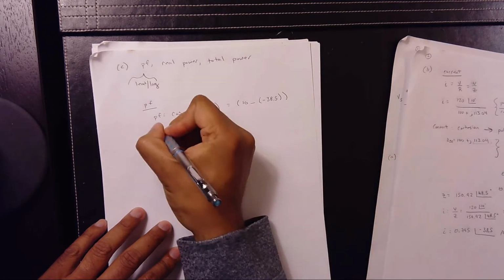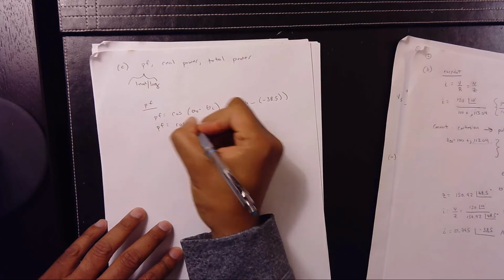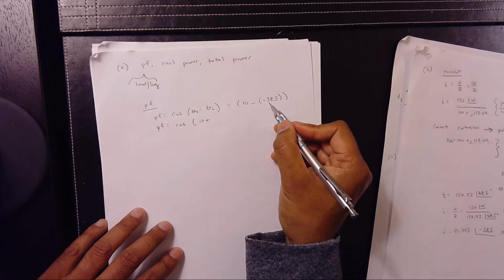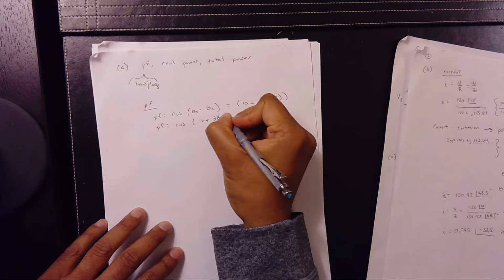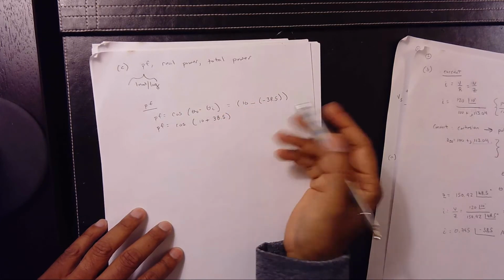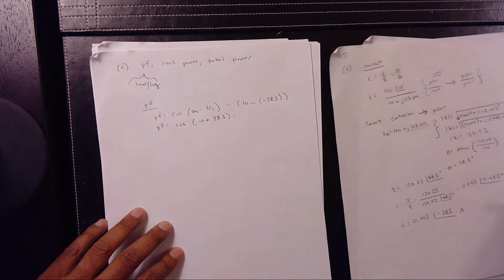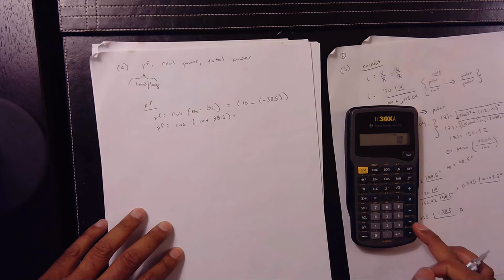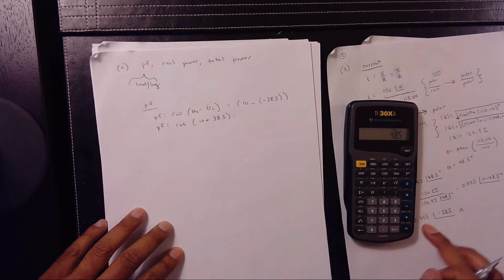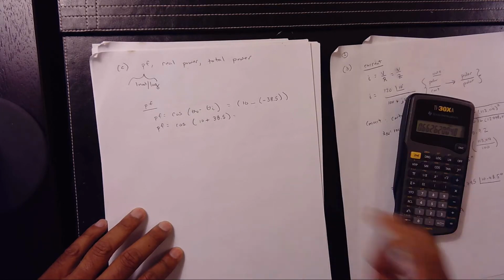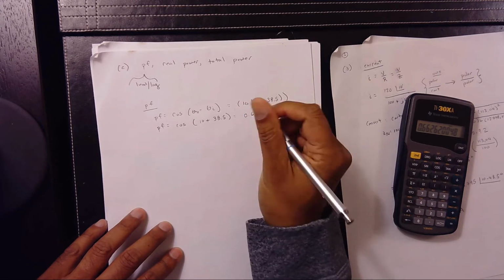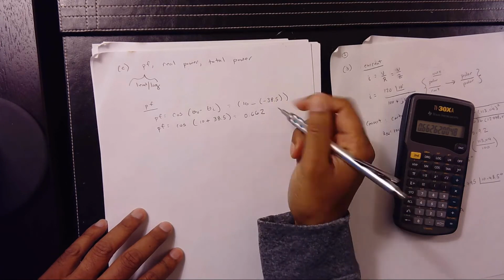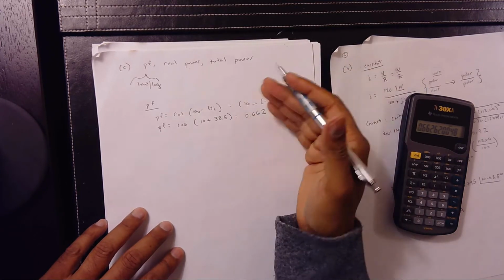What does that yield? Our power factor now yields the cosine of 10 plus 38.5. The reason it's plus is that minus and minus make a plus. So you take 10, plus 38.5, cosine, which gives 0.66. So our power factor is 0.66. That's not a very good power factor. I'll put 0.662. It's not very good, but we'll go ahead and complete the problem.